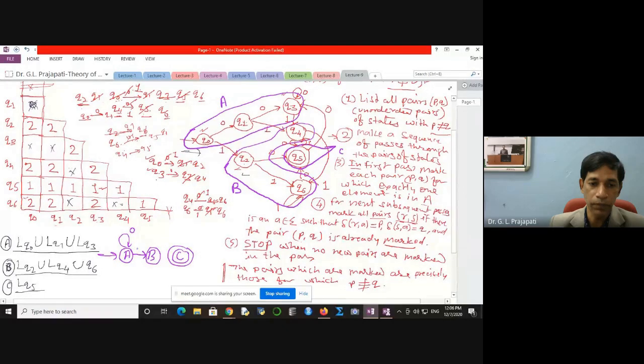From A, on getting 1, you move to Q2, and Q2 is in the equivalence class B. From B, on getting 1, you go to Q6, and Q6 remains in the same equivalence class, so you remain in B. From B, on getting 1, you also go to state Q5, and state Q5 is in the equivalence class C. From C, on getting 0, you go to Q3, and Q3 is in the equivalence class A. From Q5, on getting 1, you go to state Q4, and Q4 is in the equivalence class B.